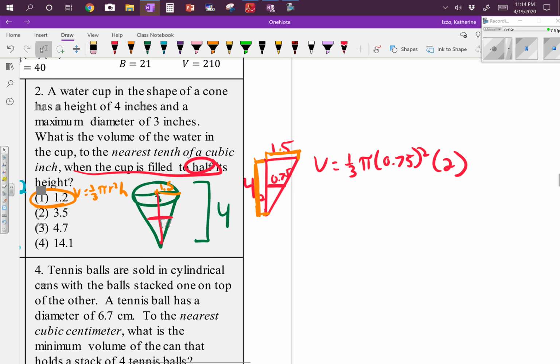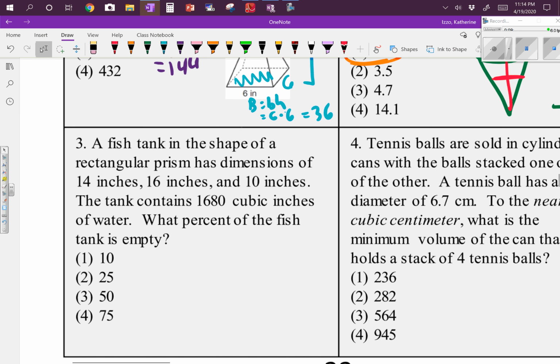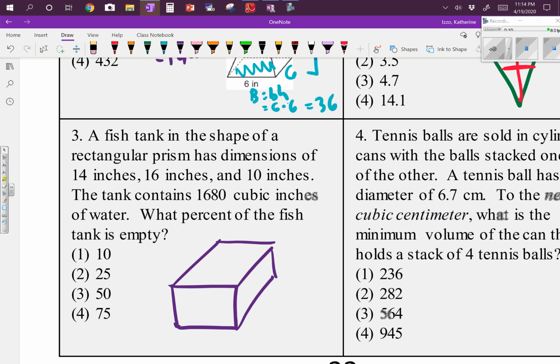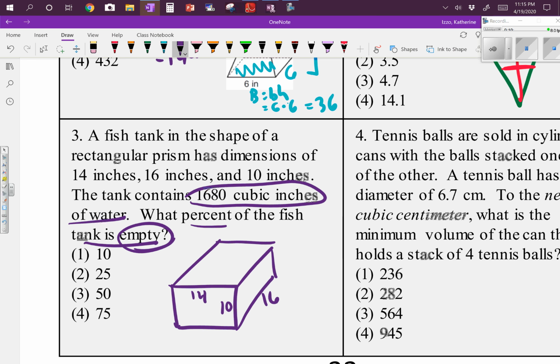Good job, squirrel. Next one, we've got a fish tank in the shape of a rectangular prism. Okay, fish tank, rectangular prism. Nice rectangular prism right there of 14, 16, and 10. So 16, 14, and 10. Okay. Tank contains this much inches of water. What percent is empty? Oh, goodness.